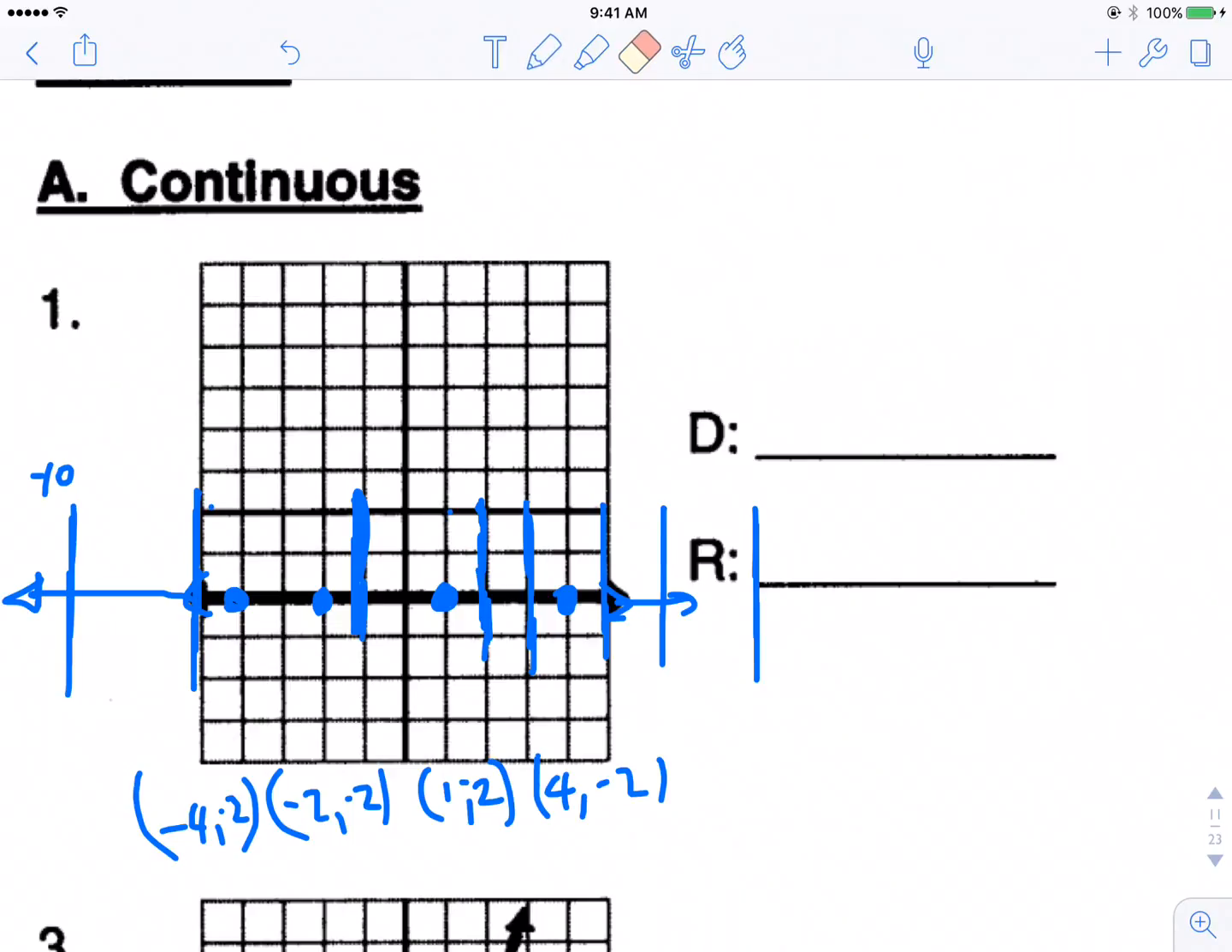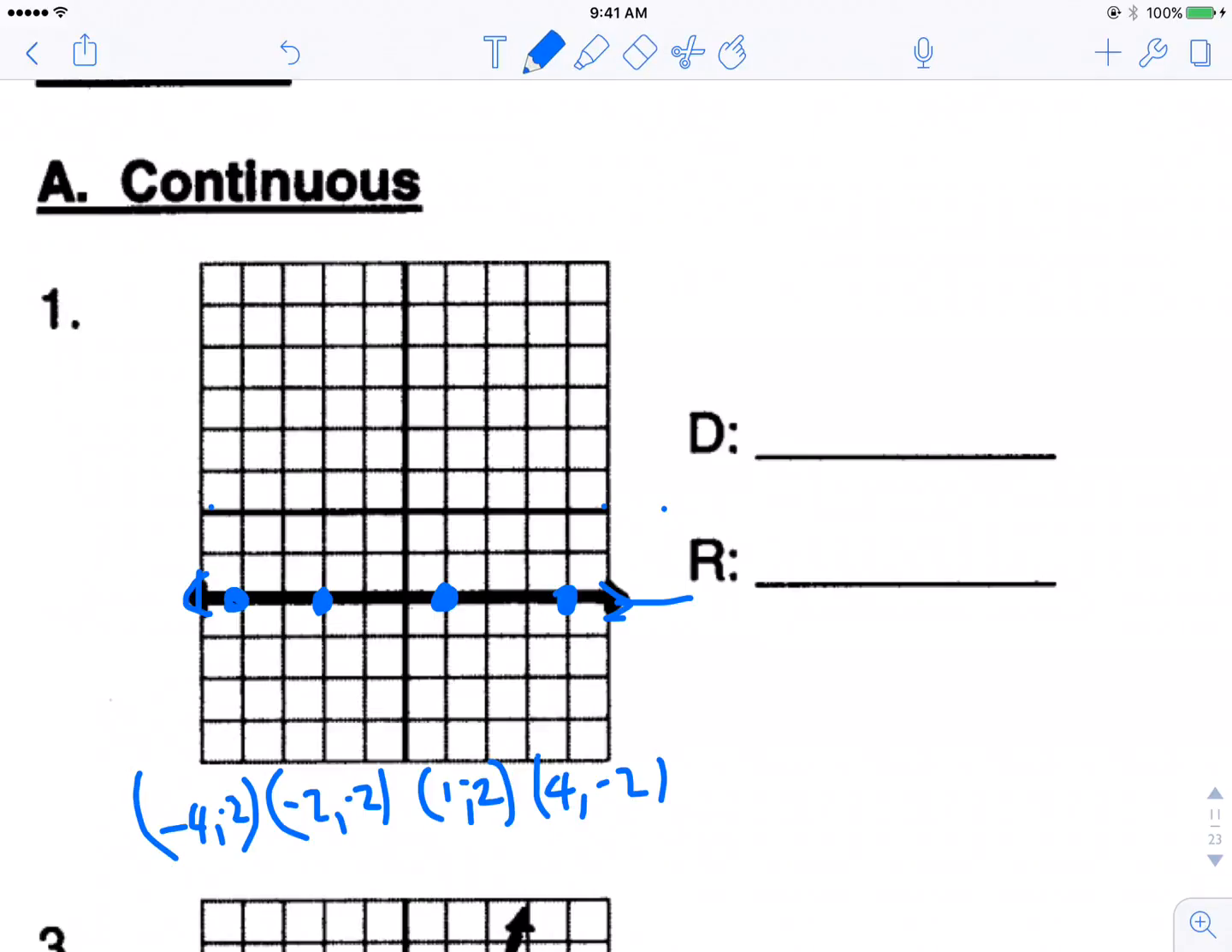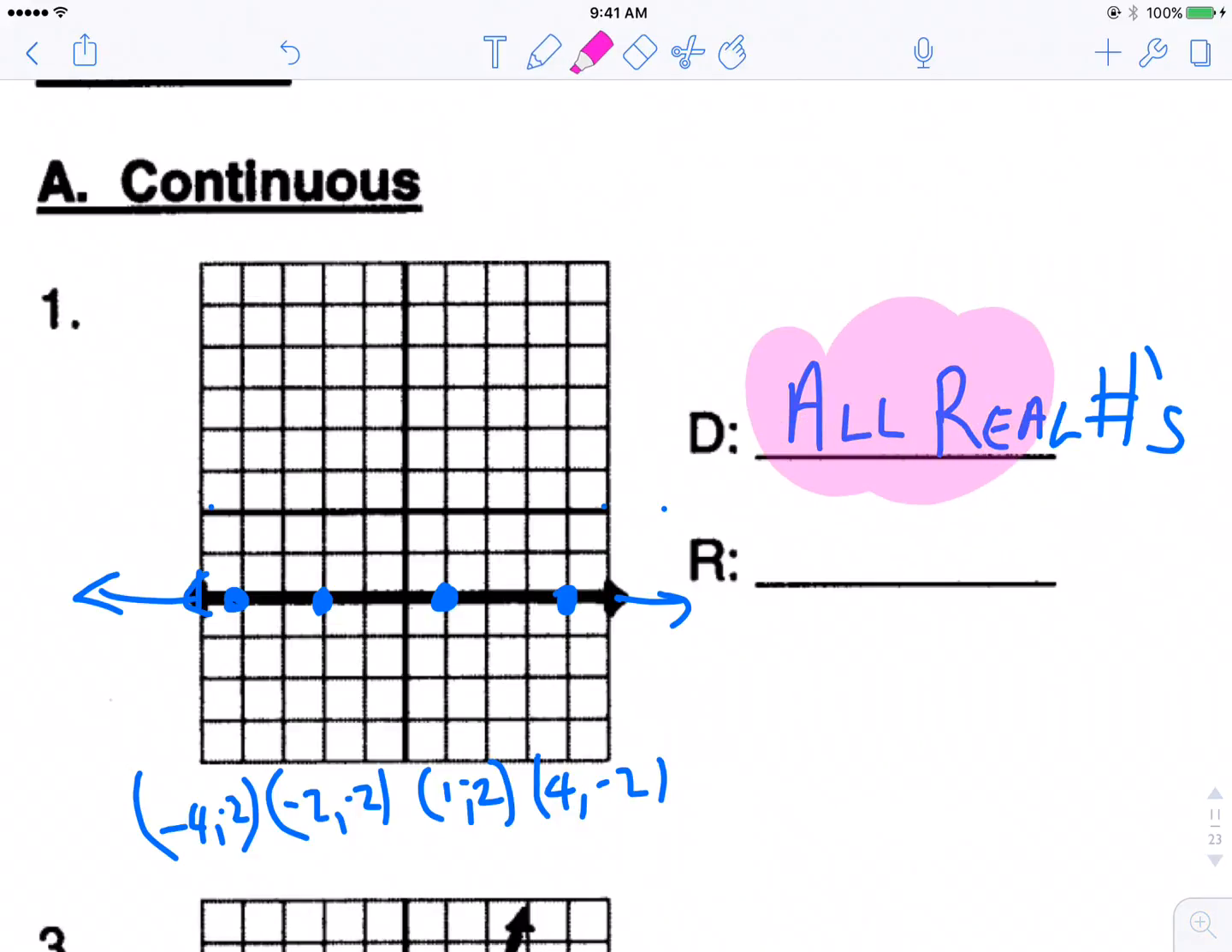But we don't want to have to write that, so we write something a little more abbreviated. We just say that the domain is all real numbers, because x can be anything, because this graph is continuous in both left and right directions. Now there are a couple of ways we can see this phrase written.